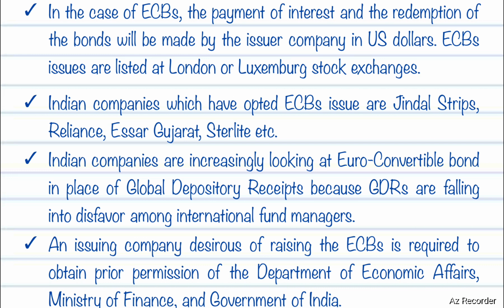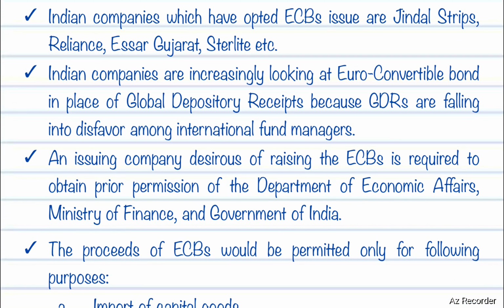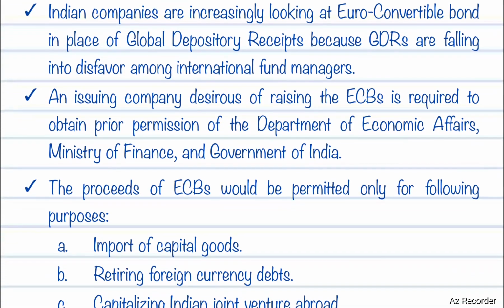ECB issues are listed at London or Luxembourg Stock Exchange. Indian companies which have opted ECBs issue are Jindal Strips, Reliance, SR Gujarat, Sterlite, etc. Indian companies are increasingly looking at euro convertible bonds in place of global depository receipts because GDRs are falling into disfavor among international fund managers.